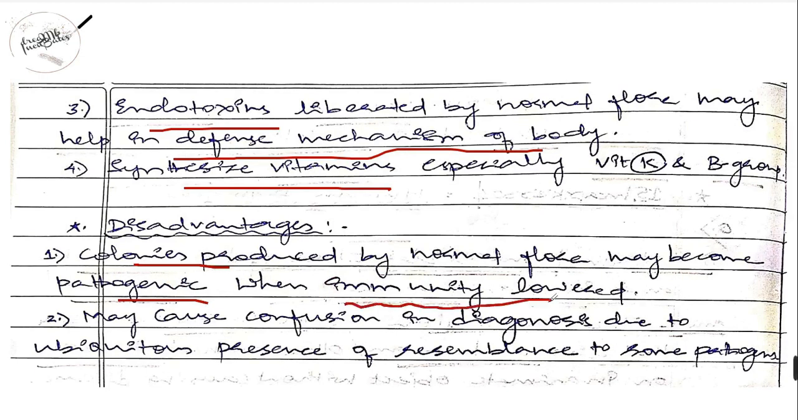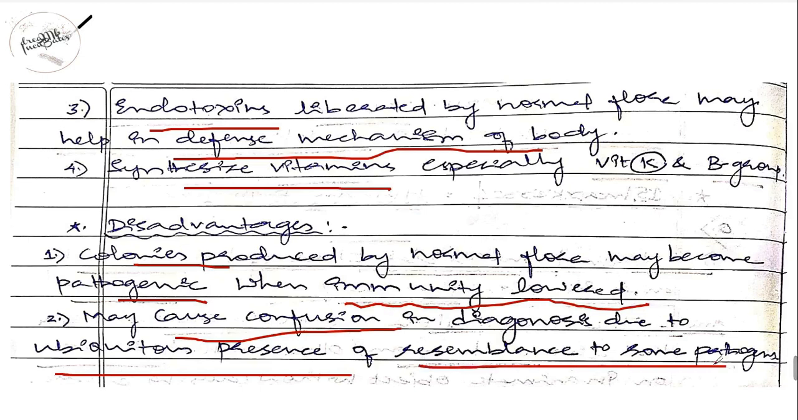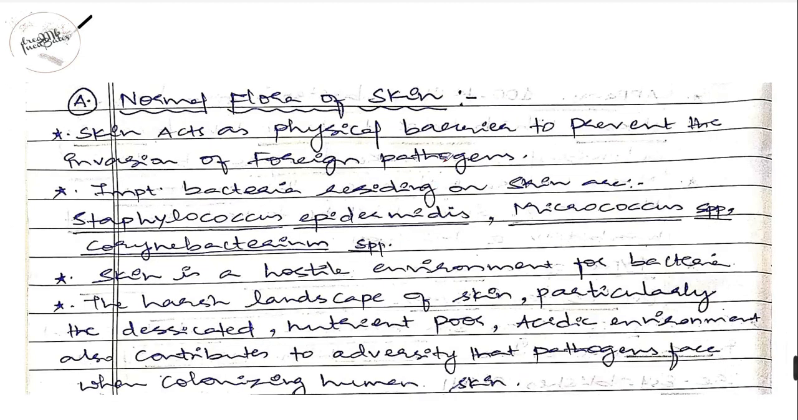Now the disadvantages involved: the colonies produced by the normal microflora may become pathogenic when immunity is lowered. They can also cause confusion during diagnosis due to their ubiquitous presence and resemblance to some of the pathogens. Now, we are going to study different types of normal microflora based on the human body, the first one being normal flora of skin.